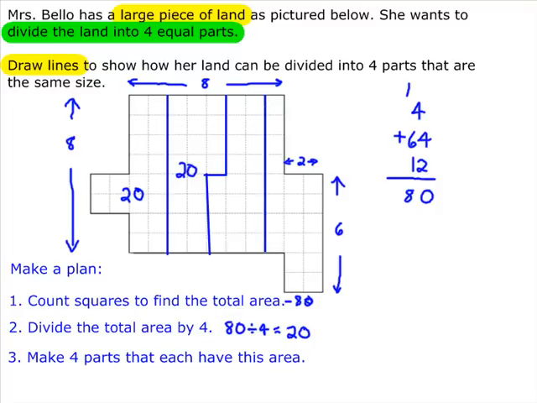And then theoretically, what's left over here, because that's 20, 20, and 20, 60, this should be 20 here. And let's just count. That's 8 plus, right, the 12 that's here. So that's another 20. So that shows our lines which divide her land into 4 parts that are the same size.